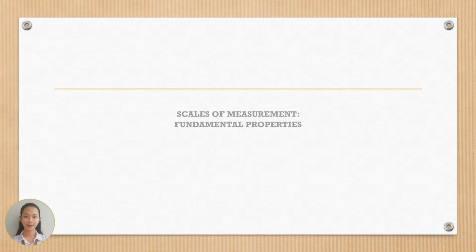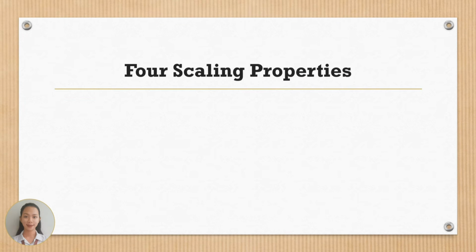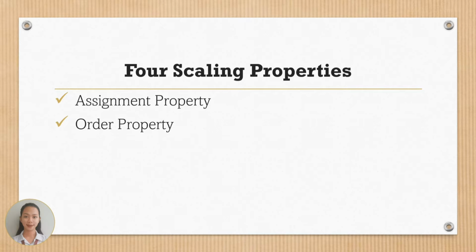Now let us proceed to the scales of measurement, the fundamental properties. There are four scaling properties that a researcher can use in developing scales. Number one, we have the assignment property. It is also referred to as the description or the category property. Number two, we have the order property.